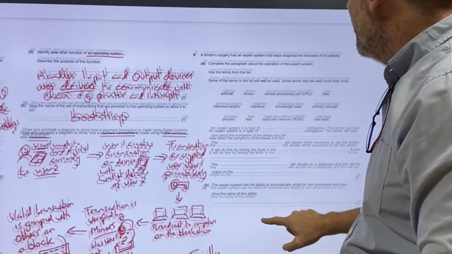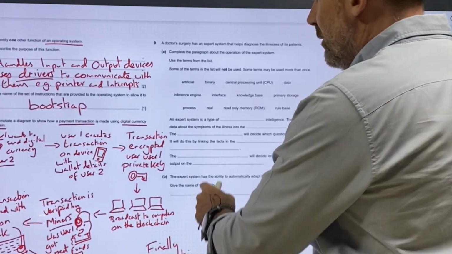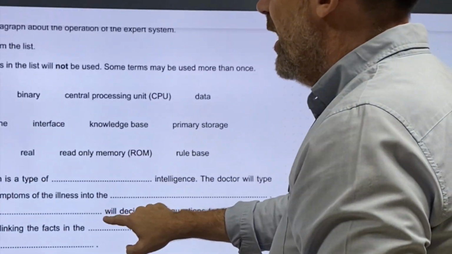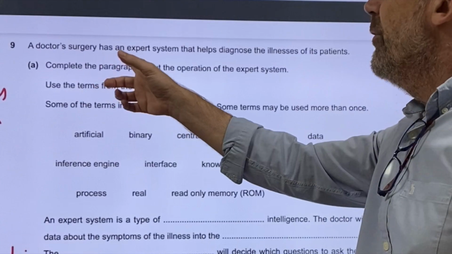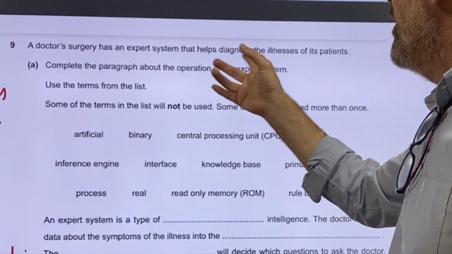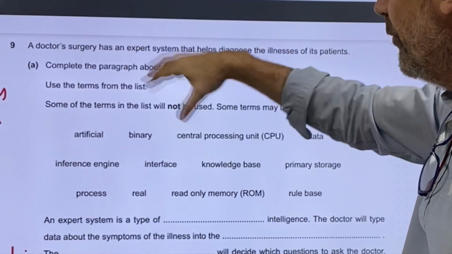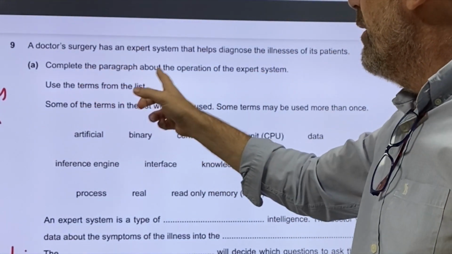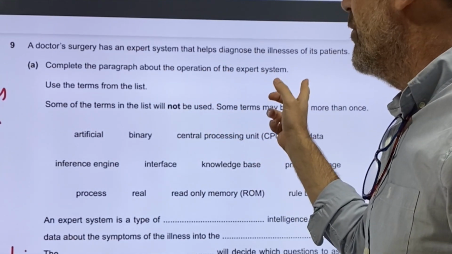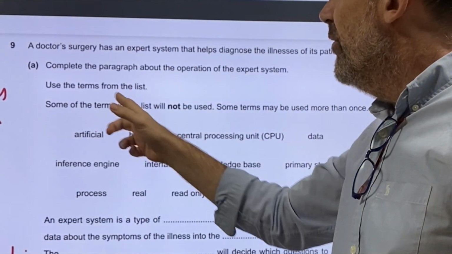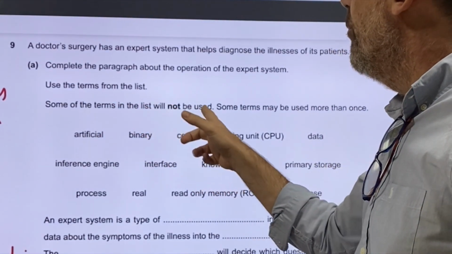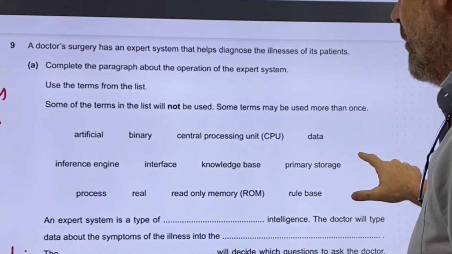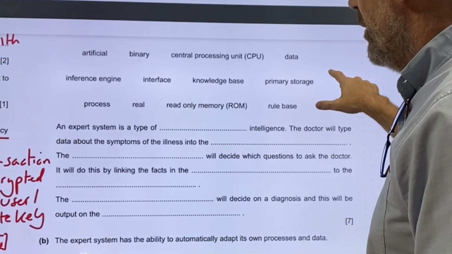Okay, then finally, question 9, just to finish off. Let's zoom in on this. Nice and easy one. A doctor's surgery has an expert system that helps diagnose the illnesses of patients. So we're moving on to artificial intelligence. Complete the paragraph about the operation of the expert system. Use the terms from the list. Some of the terms in the list will not be used. Some terms may be used more than once. Oh my word.